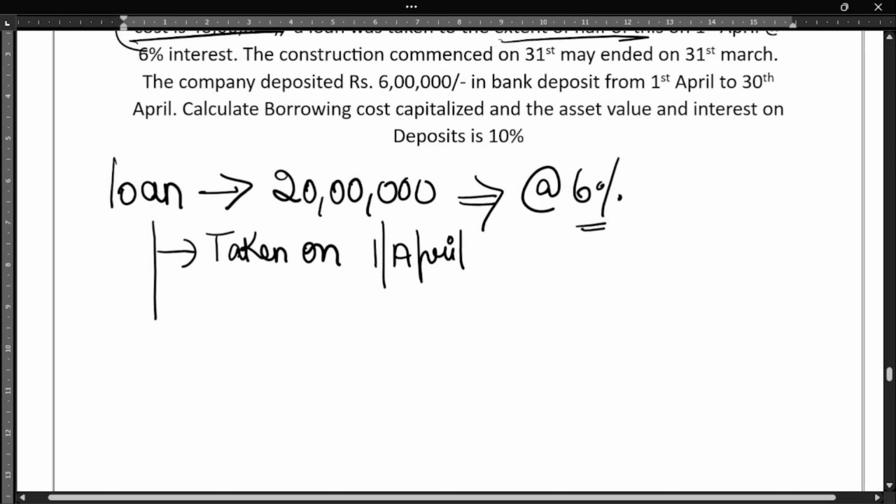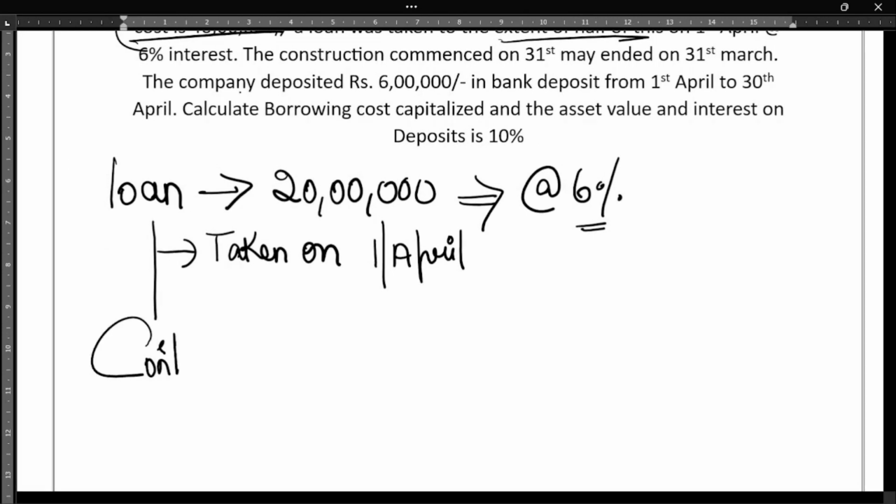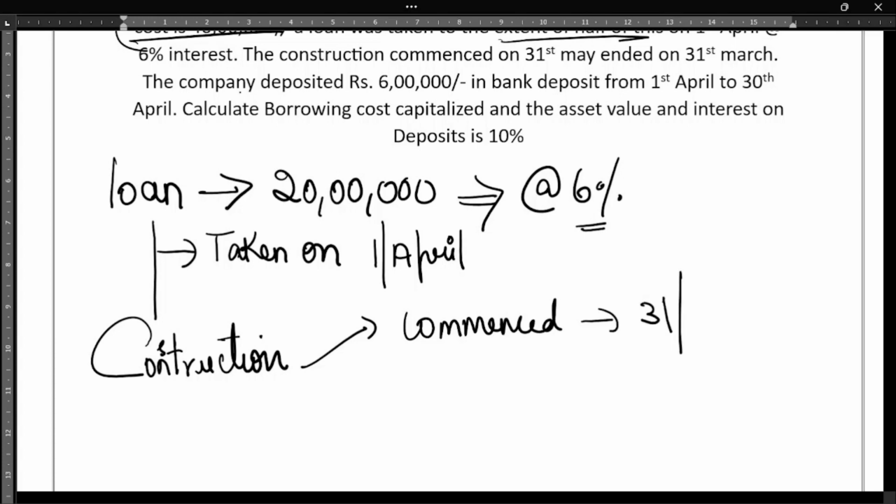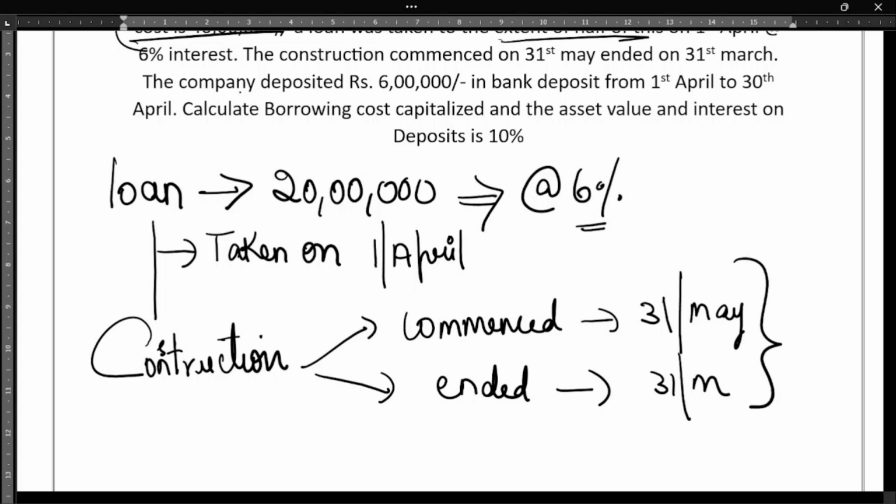Now they have given the details about the construction. The construction commenced on 31st May and the construction was completed on 31st March. If you count totally, how many months will it be? Start counting from June, July, August, September, October, November, December, January, February, March. It will be 10 months. So 10 months' time they took for construction.